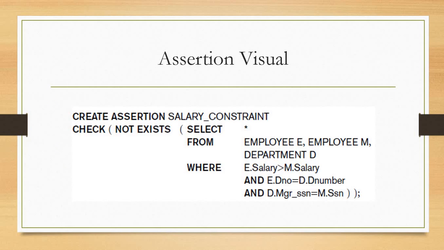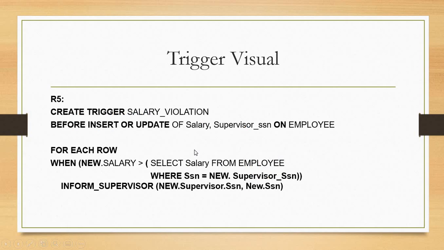Here is a visual of how an assertion works. So here we're checking to see if we have a salary constraint. We check to see if it does not exist within our employee salary being greater than management salary. They don't want this to happen, so they need to check if it exists or not.